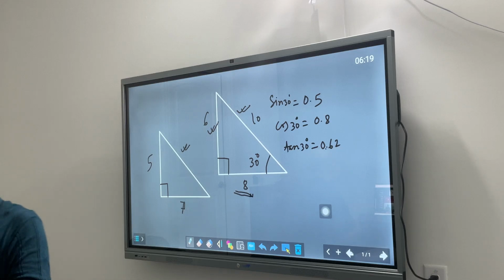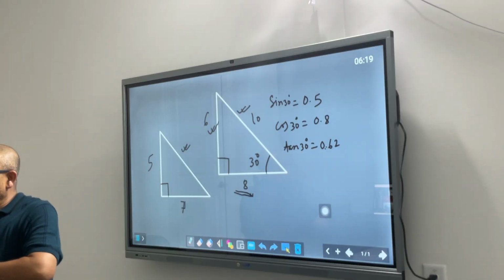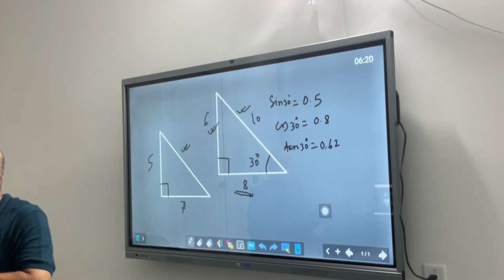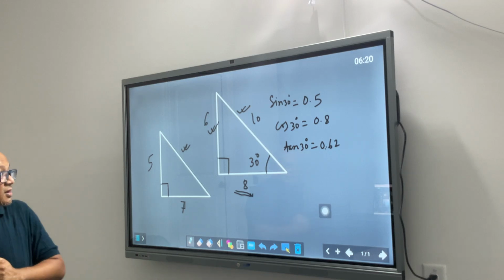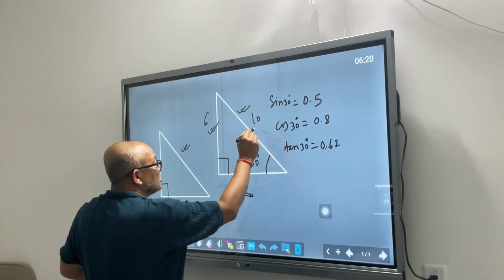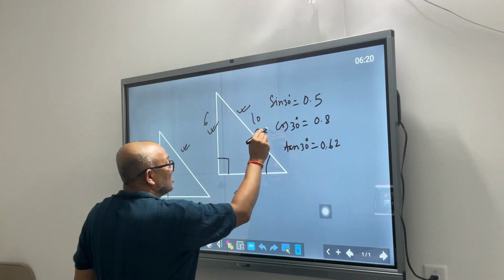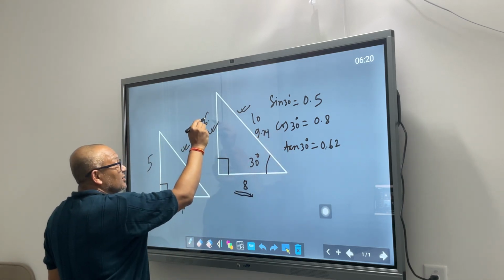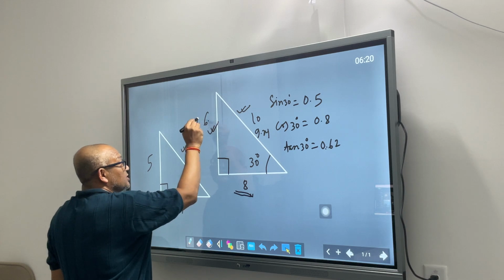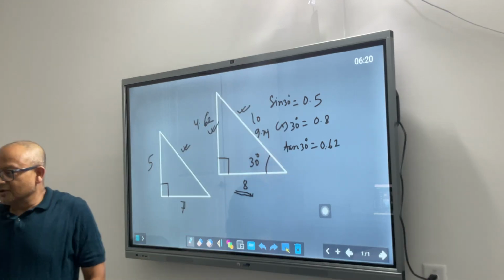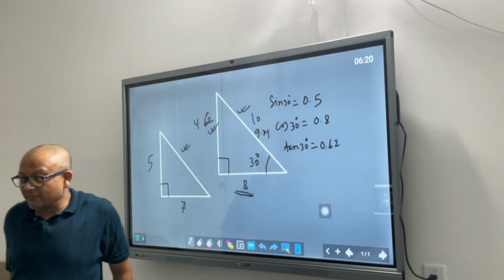Okay. So, Sangeeta, did you get the same thing? I got the hypotenuse as 9.24 and then the opposite side as 4.62. 4.62. Yeah. Okay. So I know what Advik did.